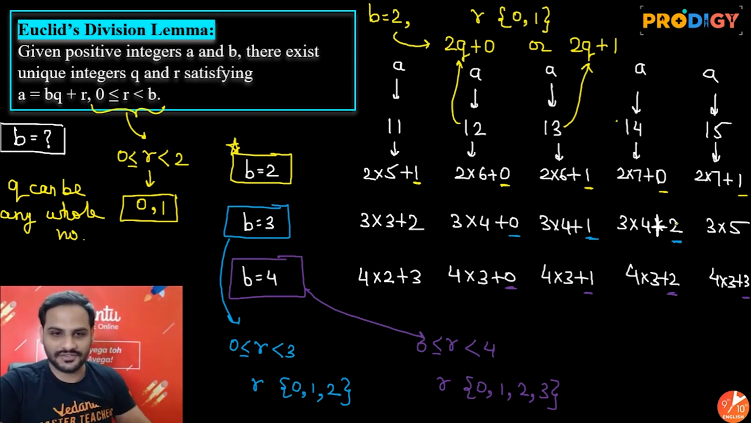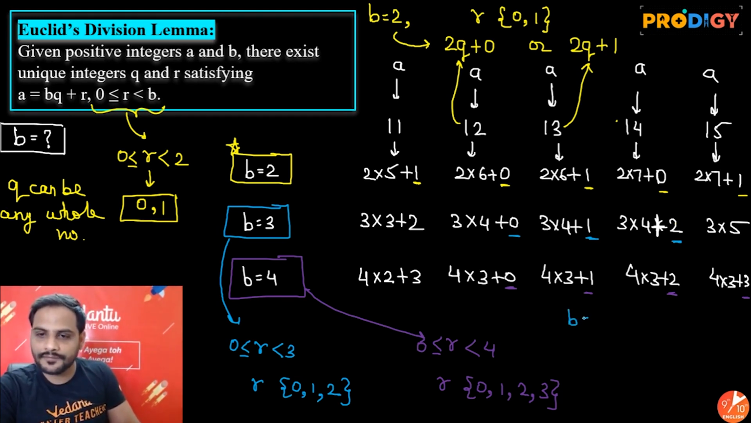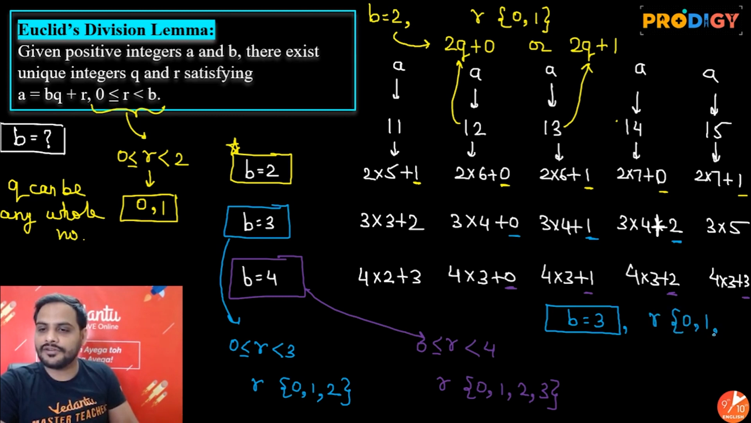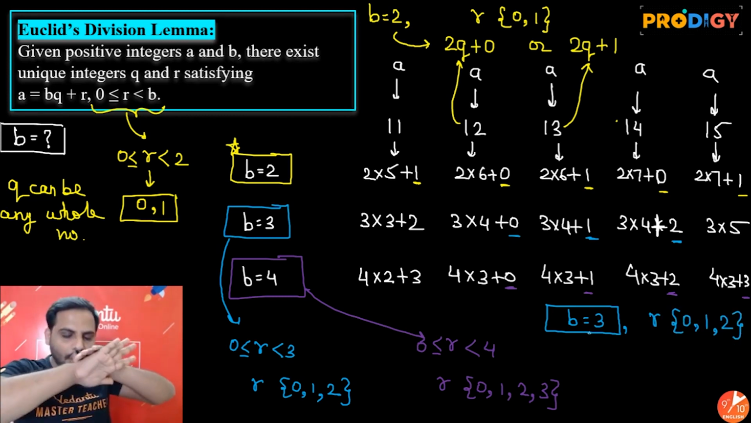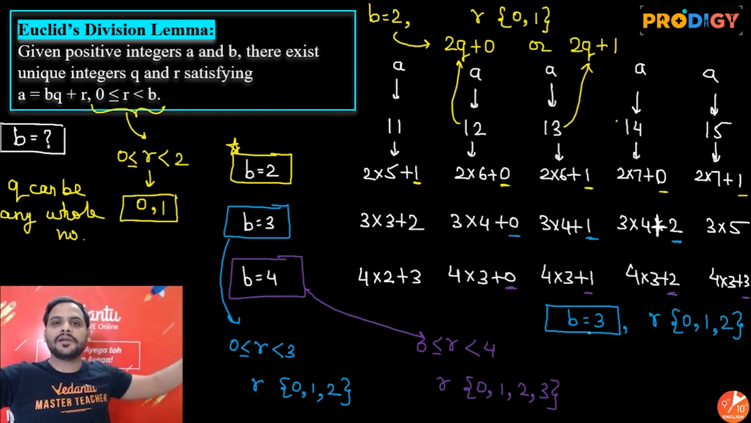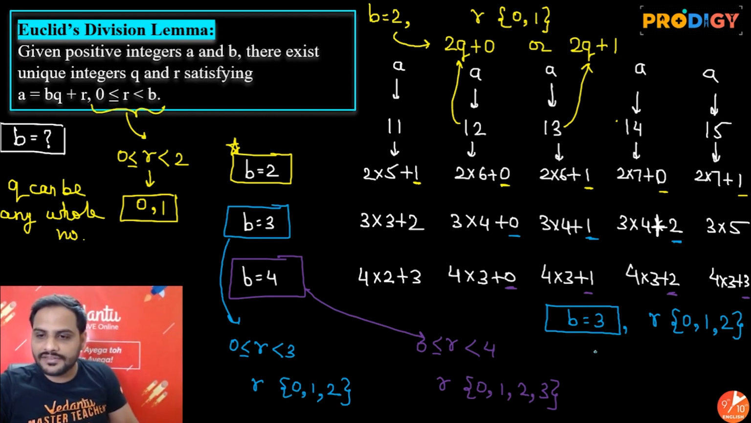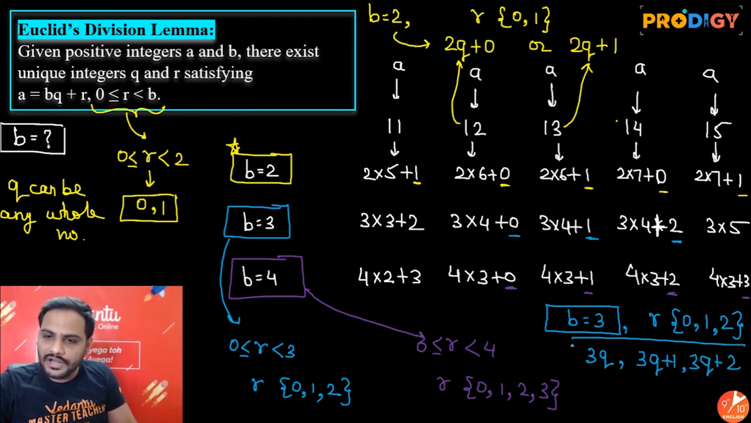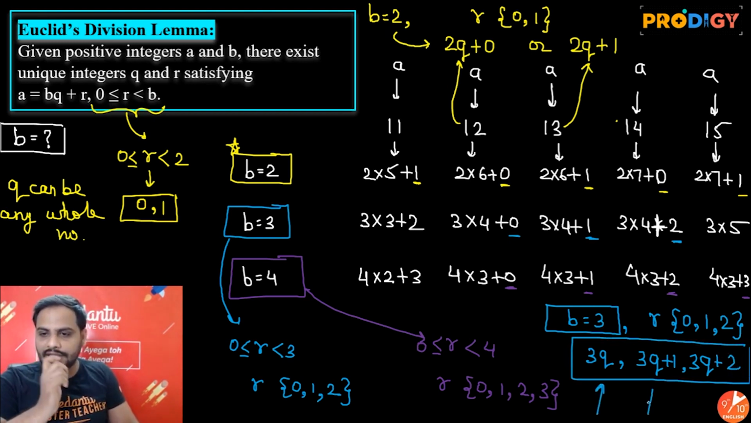Similarly, if I choose my divisor to be 3, I can say the value of my remainder will be either 0 or 1 or 2. So all the natural numbers, I can represent them as either 3 into some quotient Q, 3Q plus 0, which is 3Q only, or 3Q plus 1 or 3Q plus 2. All the natural numbers will fit into any one of those categories.